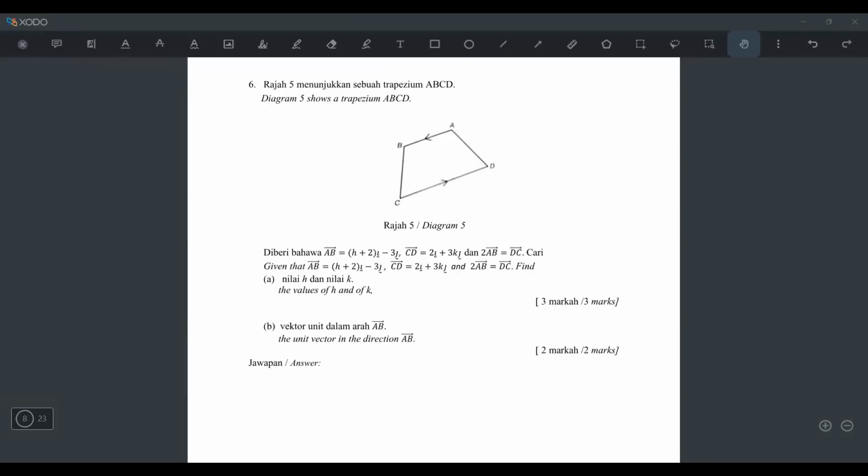Okay, number 6. It says diagram 5 shows a trapezium ABCD. So it's a trapezium, and we can see there are 2 parallel lines here, but the arrow is pointing differently. Okay, tak apa, let's baca dulu.